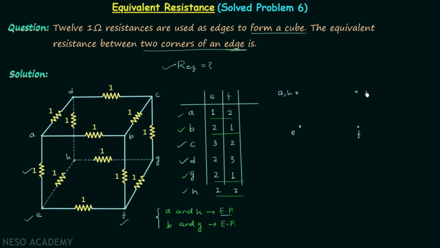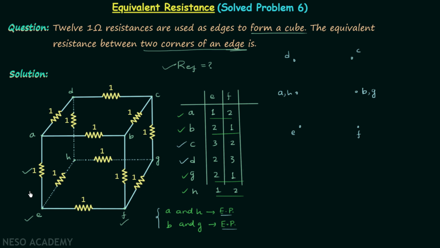Let's say this point is point B, and B and G are equipotential points. Therefore, this point will represent B and G. This point is point D, and this point is point C.